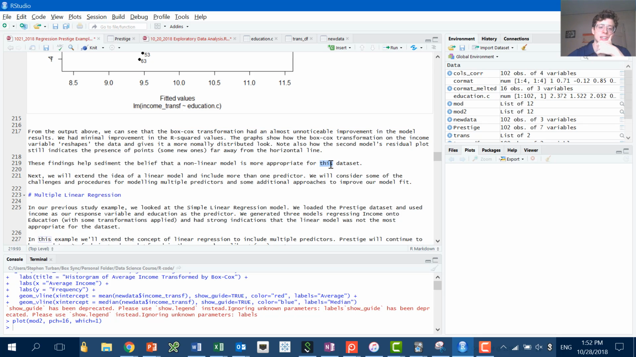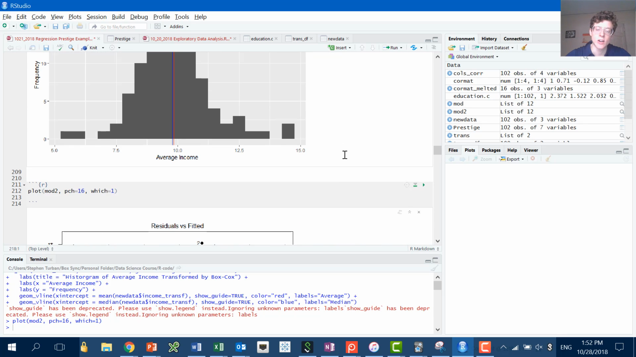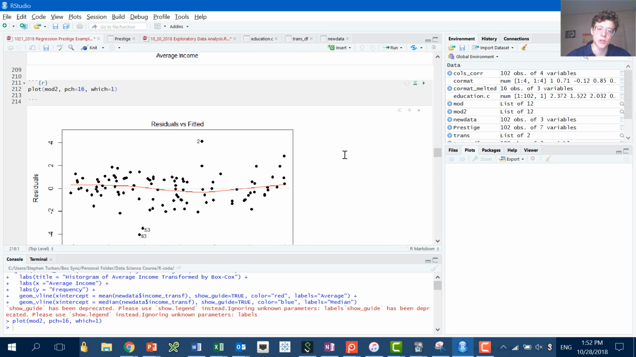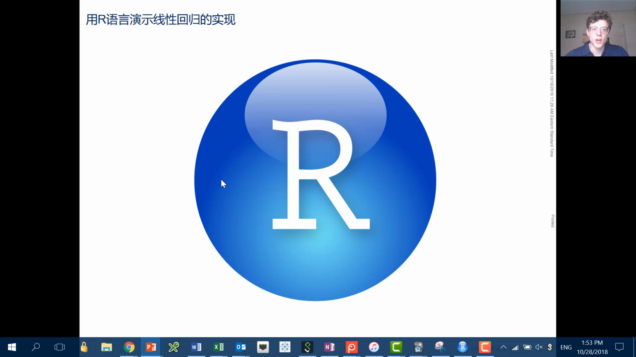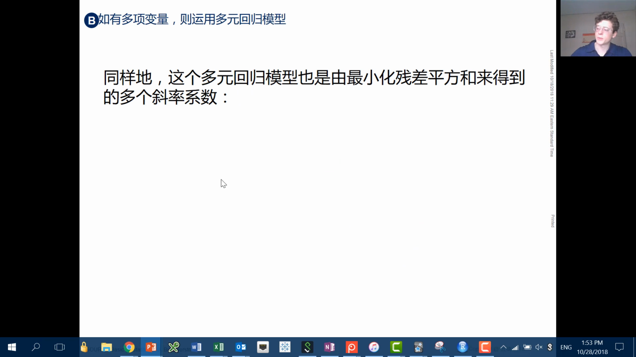So this does not seem like a good model, but perhaps we need to bring in other variables, right? Maybe it's not just education that predicts income. And so that's what we're going to look at in the next session with multiple linear regression. So let's jump back to that. So here we are. Again, we're going to look at multiple linear regression.